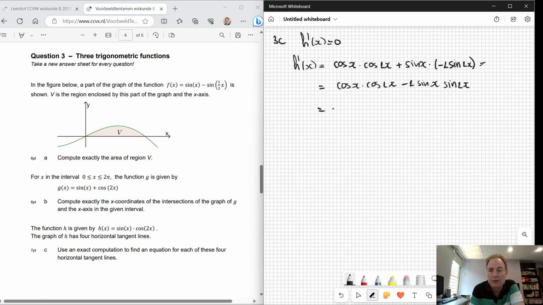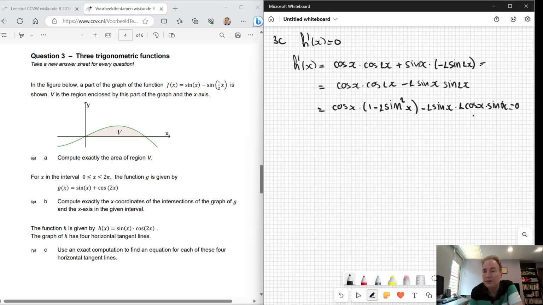So this is equal to cosine x times 1 minus 2 sine squared of x, and minus 2 sine x. What is it again? 2 times cosine x times sine x. This has to be equal to 0.